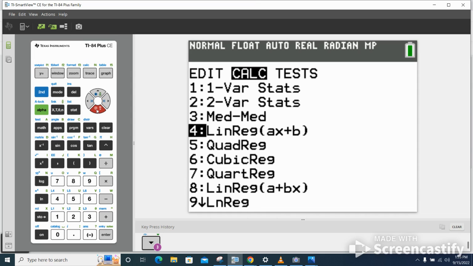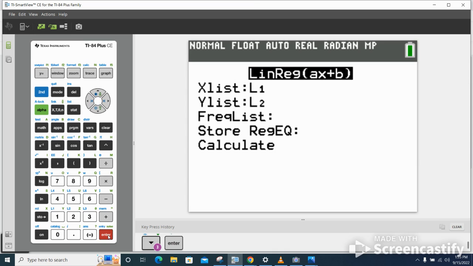You're saying, Mr. Adams, why? Well, in Europe, they do it backwards. Or they would say that we do it backwards. So here in the U.S., we do AX plus B. Some countries overseas do B plus AX or A plus BX. It really depends. Anyways, we're going to choose option number 4, right? Our X values are listed in L1 because we said the humerus lengths were the independent variable.